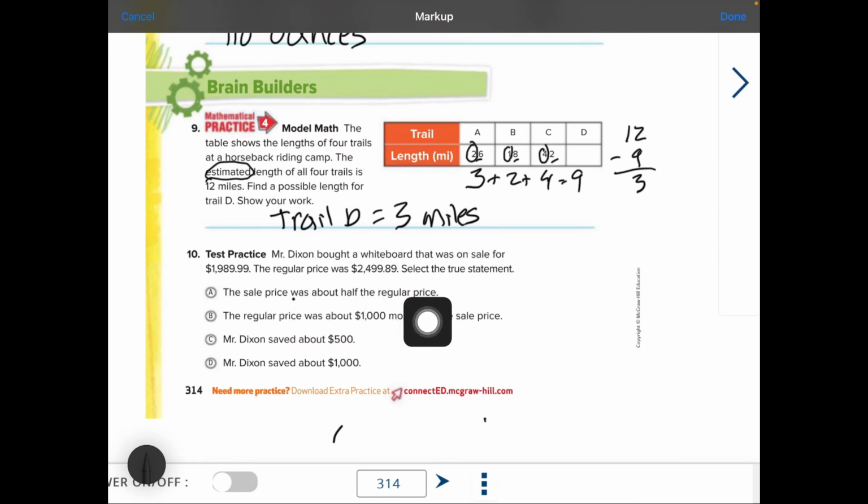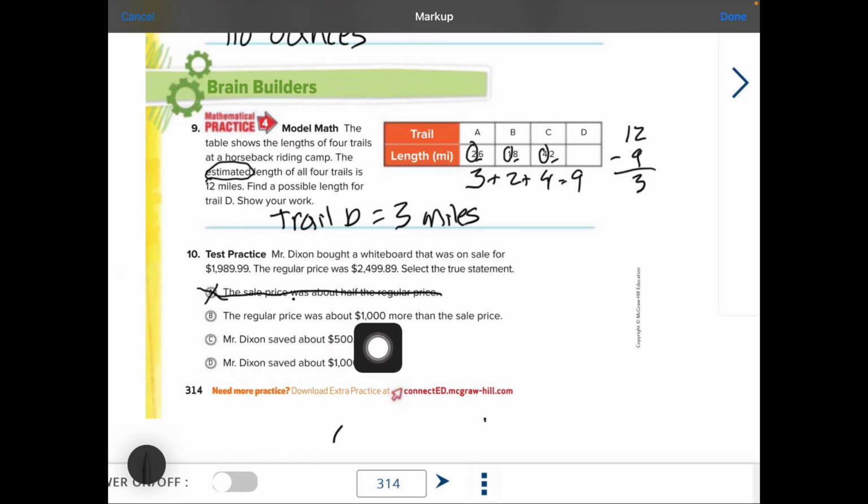Select the true statement. The sale price was about half of the regular price. The regular price was $1,000 more than the sale price. Mr. Dixon saved about $500, or Mr. Dixon saved about $1,000. Well, let's figure this out. Let's go ahead and figure this first one out. The sale price is about half of the regular price. So I'm going to look at these numbers. No, about half of that, half of 24 would be 12. So 1,200, and that's more than that. So I know for sure that is not my answer.